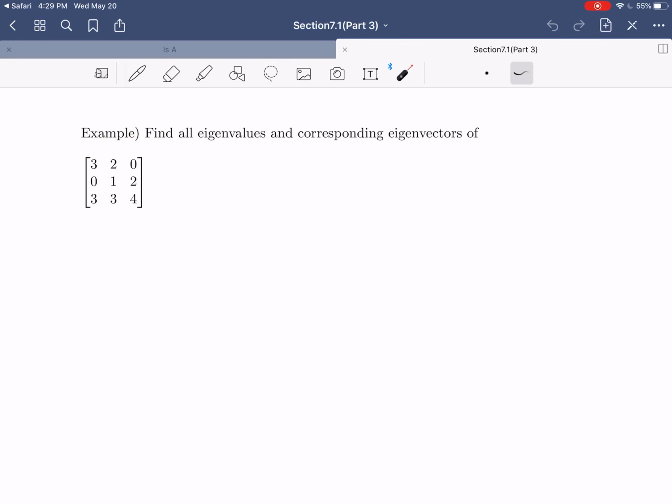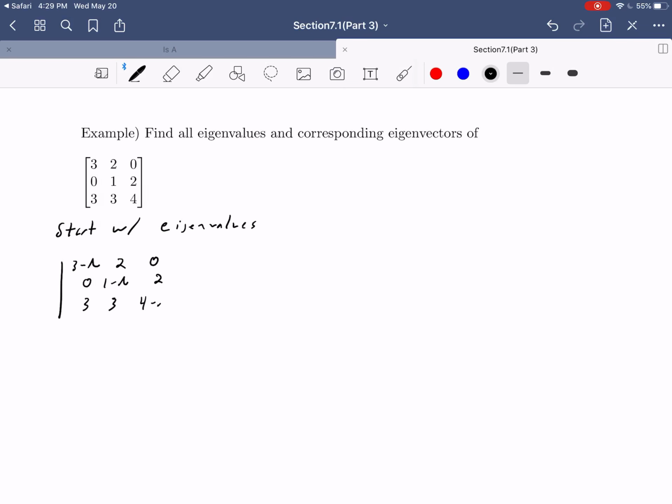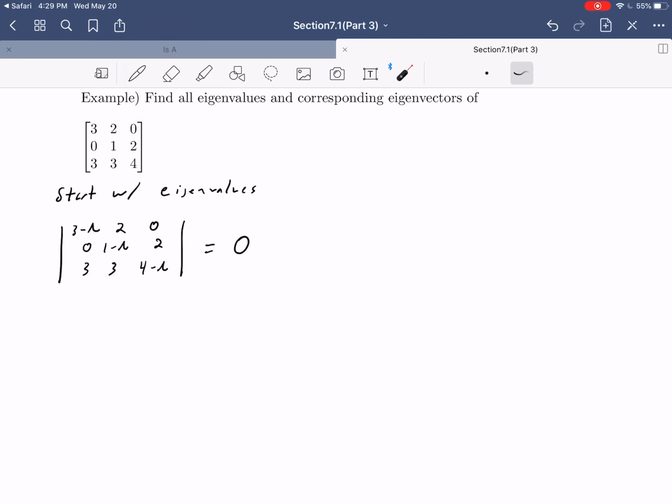So we've got this square matrix 3, 2, 0, 0, 1, 2, 3, 3, 4. We want to find the eigenvalues and corresponding eigenvectors. So as always, let's start with the eigenvalues. We want to take the determinant of A minus lambda I, so that's going to be 3 minus lambda, 2, 0, 0, 1 minus lambda, 2, and then 3, 3, 4 minus lambda, and we want to set that determinant equal to 0. In this case, it's probably easiest to expand along column 1 or row 1, whatever you prefer.